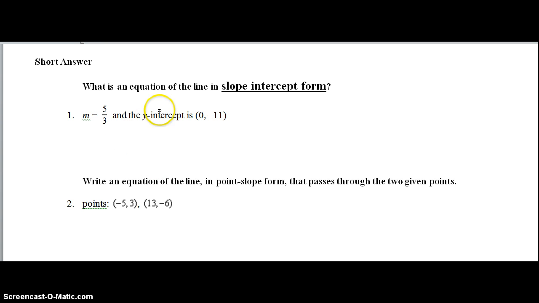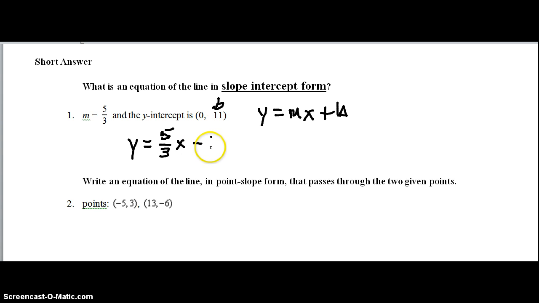Next one, what is the equation in slope-intercept form? Well, remember, our slope-intercept form is y equals mx plus b. So let's see. There's my m, and there is my b. This should be easy. y equals m x plus -11.